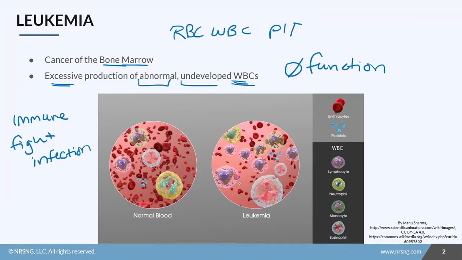And then you can also see here how this shift towards excessive production of white blood cells also hinders our production of red blood cells and platelets. You see there's a lot fewer red blood cells because the bone marrow just continues making these immature white blood cells instead of everything else.